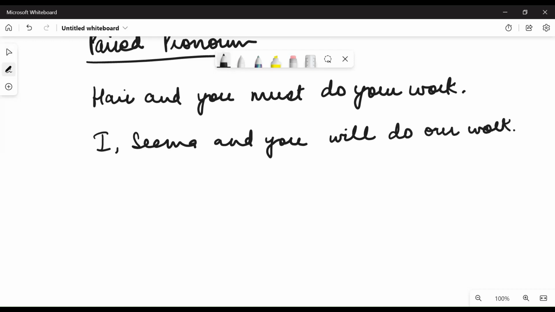Now, please understand in these sentences, if we see, is third person noun. Okay, you is second person. In the second sentence, I is first person, Seema is third person, you is second person.